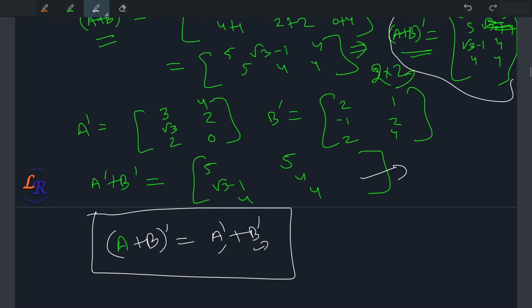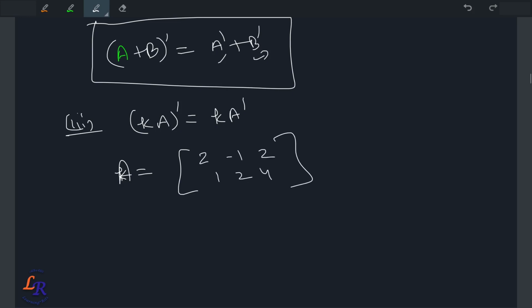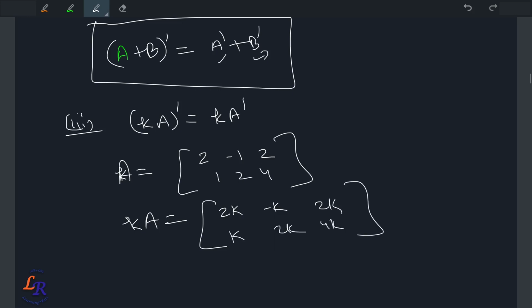The other property, the third one, which we had said: if A dash is equal to K A dash, right? So let's say first you have some matrix A, for example 2 minus 1 2 1 2 4. Let's say some constant K you multiply with it, so you multiply with each element, and it becomes 2K, minus K, 2K, K, 2K, 4K, right?